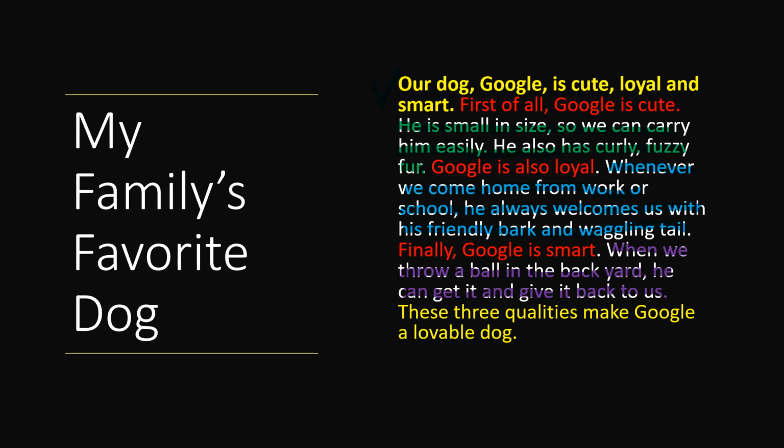The top bun will be: our dog Google is cute, loyal, and smart. We have the details: Google is cute, Google is also loyal, and Google is smart. And finally, I have the bottom bun: these three qualities make Google a lovable dog. Hopefully, from this example, you can make a paragraph based on an outline that you are going to compose later on.